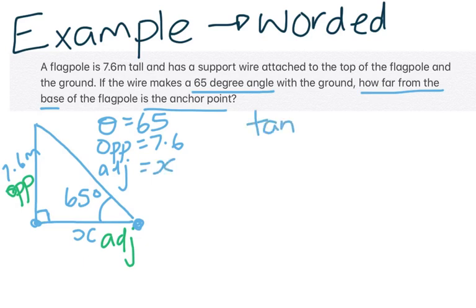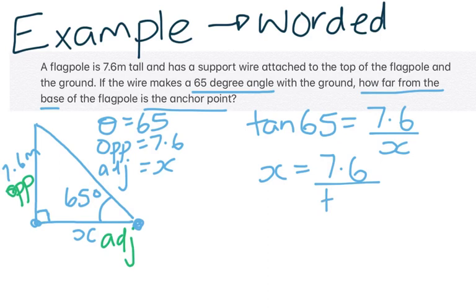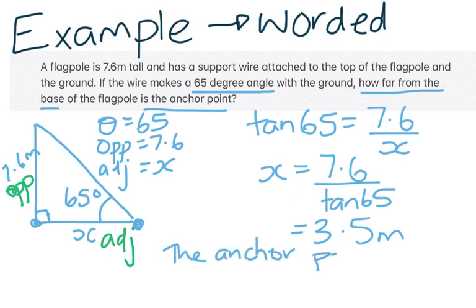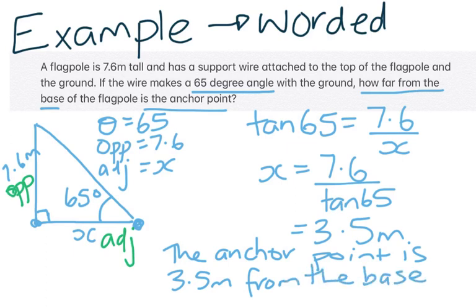We substitute into our formula. So tan of 65 is equal to 7.6 divided by x because it's opposite divided by adjacent. Then we remember if the x is on the bottom, we're doing division. So it's 7.6 divided by tan 65. And we get to one decimal place 3.5 meters. And then of course, because it's a worded question, we would answer with a sentence. So the anchor point is 3.5 meters from the base. And that's the worded problem finished.